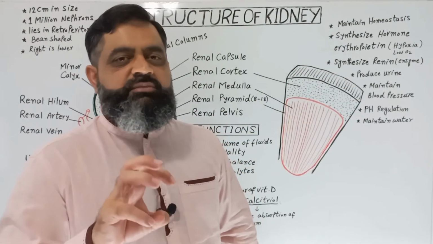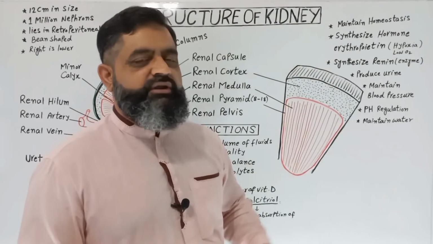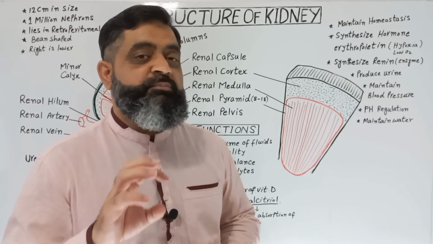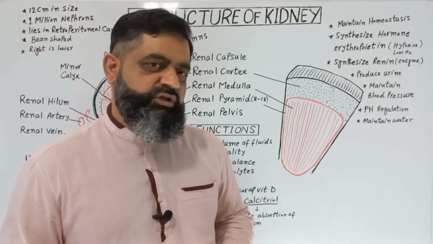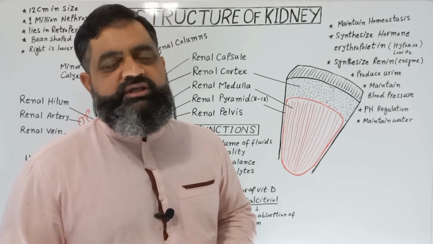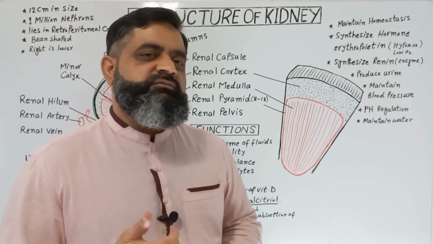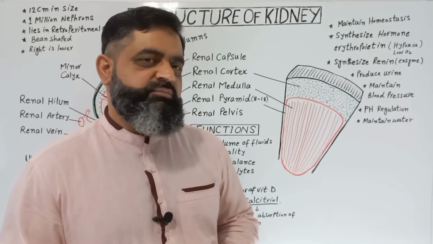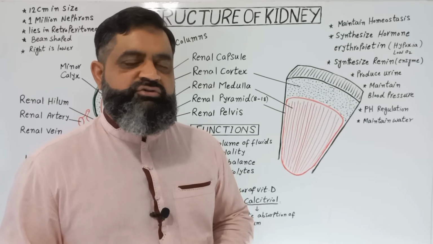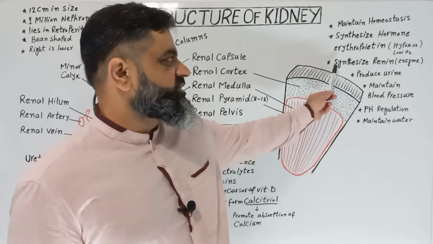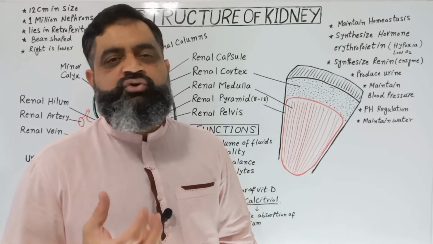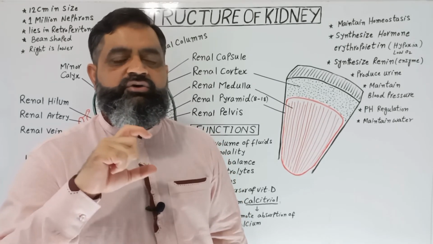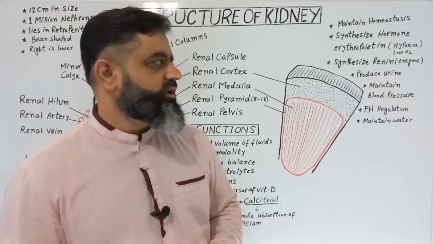It also synthesizes some hormones, for example erythropoietin. Erythropoietin is secreted by the kidneys in response to hypoxia, when there is less oxygen in the body. During hypoxia, erythropoietin is secreted, which then stimulates stem cells in our bone marrow to produce more red blood cells, so that the deficiency of oxygen can be compensated. It also synthesizes renin, an enzyme which helps to control angiotensin and aldosterone to maintain the blood pressure in our body.